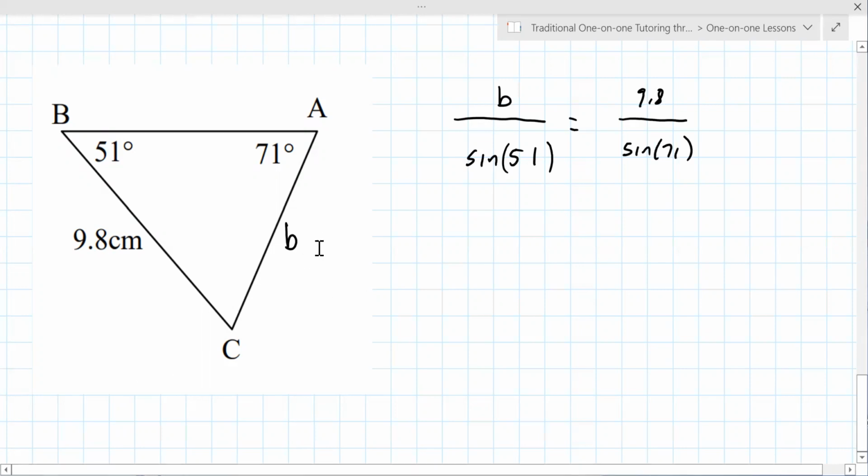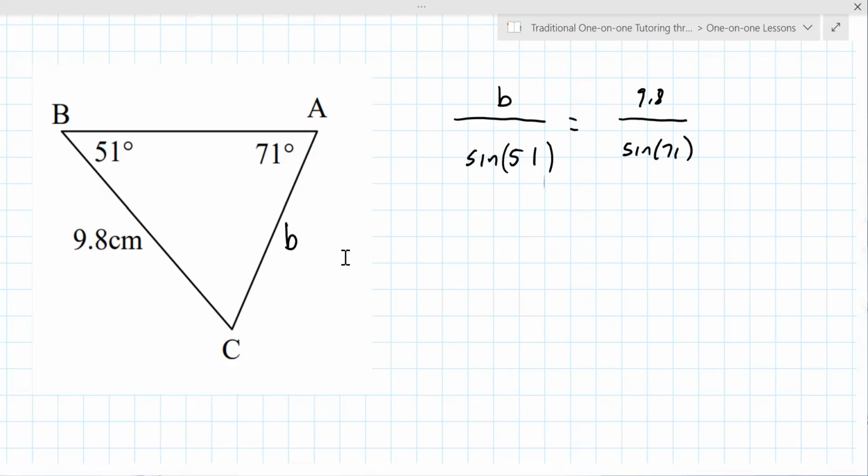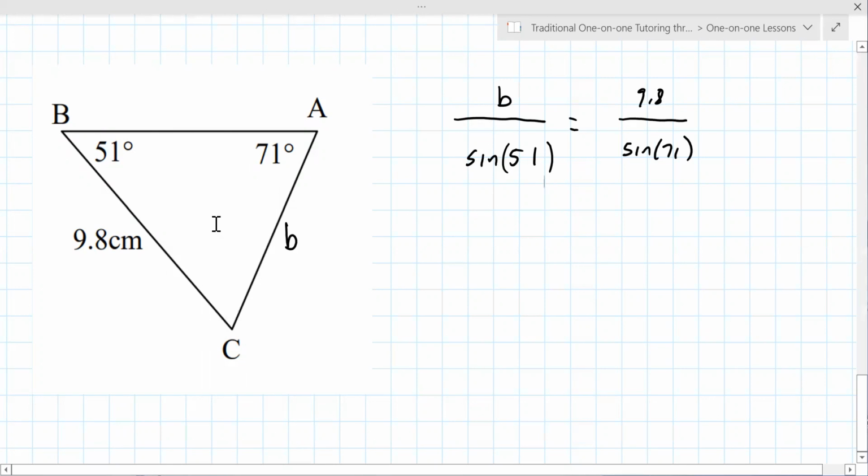Now assume you have b. What could you find next? We could do Pythagoras to find... Oh no, this is not a right triangle, you got to be careful. You add up 51 and 71, and then you subtract that from 180 to find big C. That would be 58, I believe.